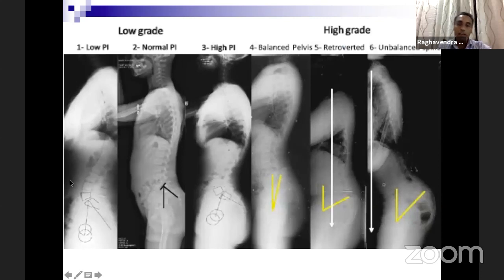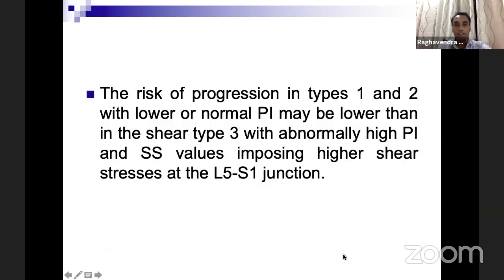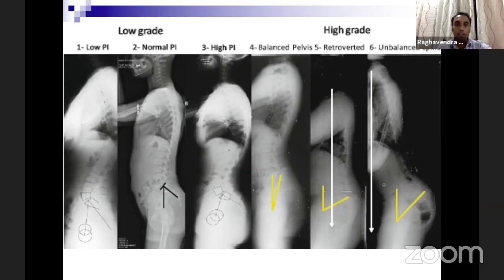So these are the various scenarios clinically and radiographically as seen. We can see that in type 5, the sacral slope is very less, but still the spine is maintained. While in the last one, the sacral slope is less and the patient is actually imbalanced. So what they actually say is, how do we predict surgery?